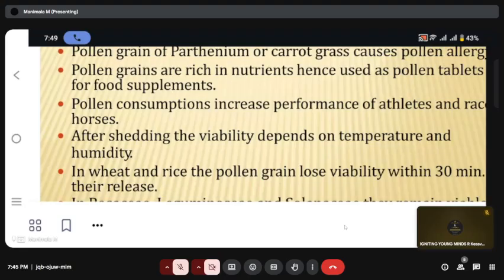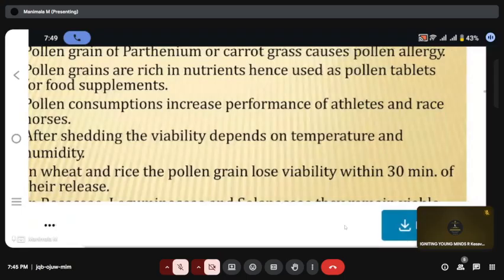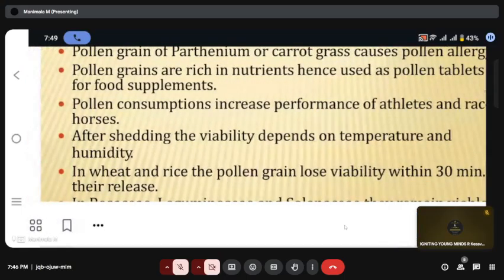What is the viability? 30 minutes. Make a note of it. 30 minutes only. Wheat and rice plants have a viability of nearly 30 minutes only. After that, they lose the viability.